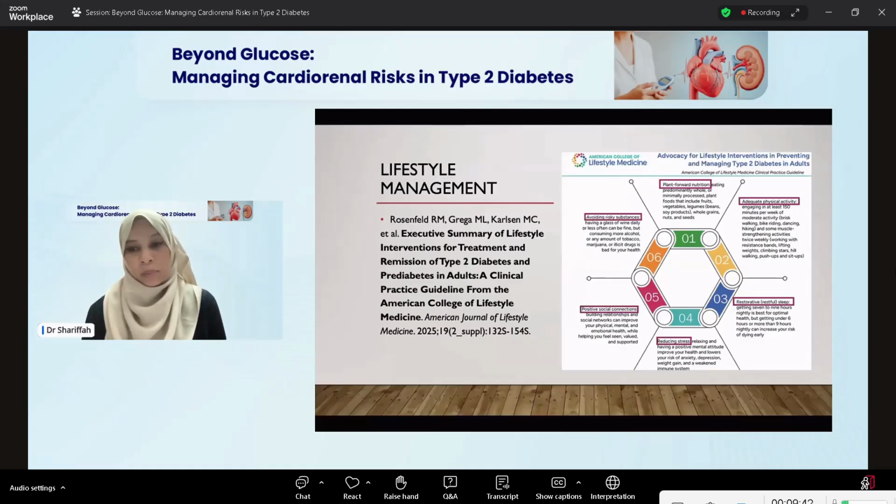Restorative sleep. Sleep is important as well, because studies have shown that a lack of sleep increases our risk of chronic inflammation and long-term risk of metabolic syndrome. Reducing stress, relaxing, having a positive mental attitude also helps. The fifth pillar is positive social connections. We build relationships, we build networks that can improve our physical and mental health. And the last pillar is avoiding risky substances such as alcohol, smoking, and also drug consumption.